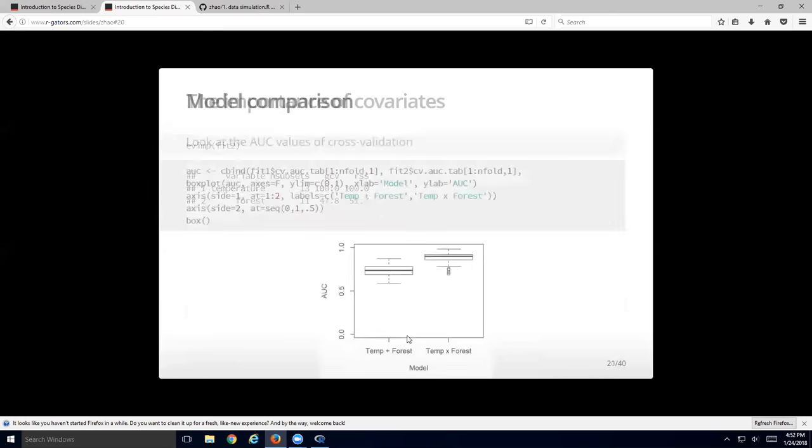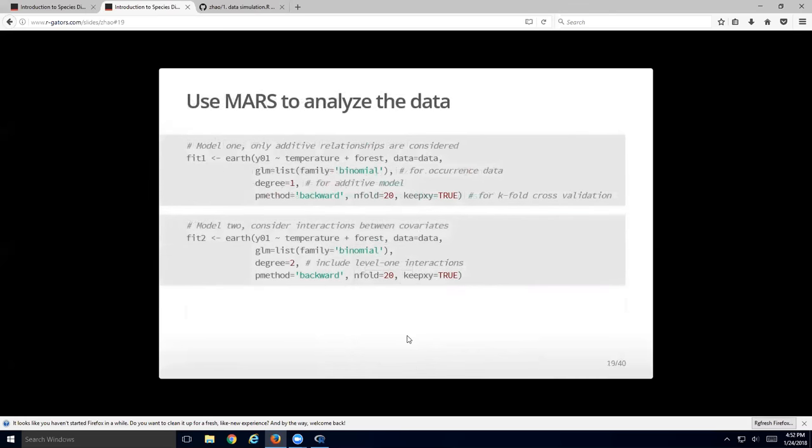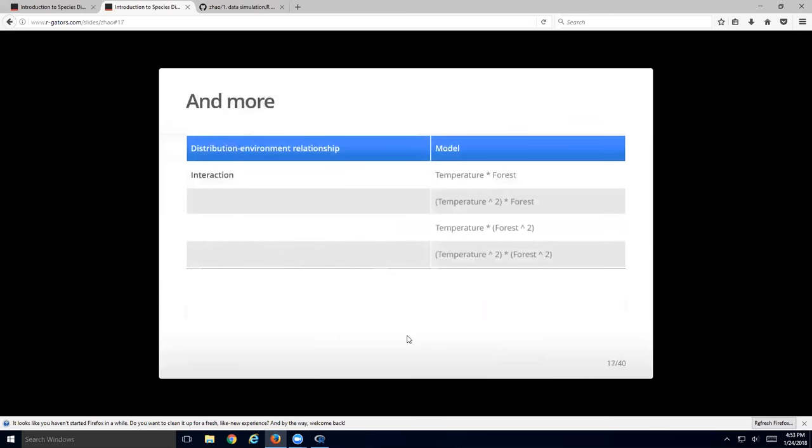Real quick, is everybody familiar with what Qing means by interactions? Right. Should we explain that? Yes? No? Basically what he's saying is, for the first model, where he set the degree to 1, he's only looking at elevation and forest as potential explanatory covariates.